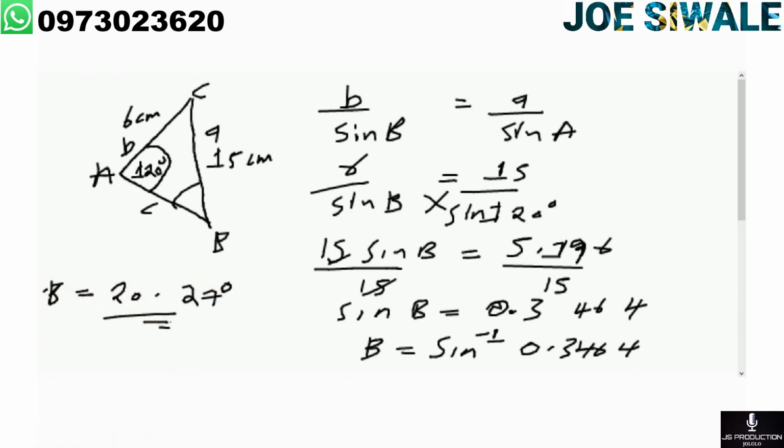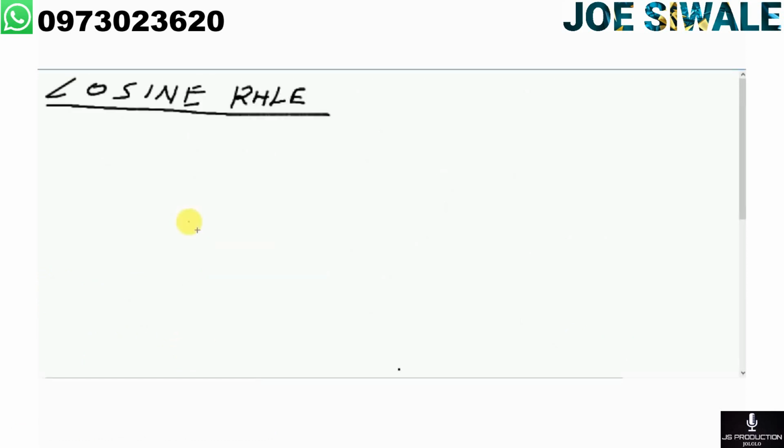The next thing that we're going to talk about is the cosine rule. The cosine rule is used when you have been given the three sides of a non-right angle triangle, or when you have been given two sides and an angle. So those are the conditions.